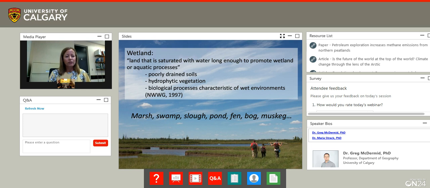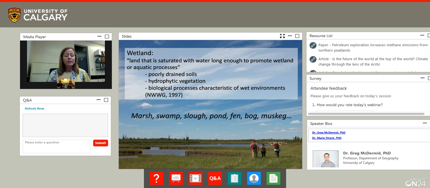And this is really what Greg has already introduced. These biological processes are really the accumulation of organic material. And this happens because when the soils are really wet and saturated, there's not a lot of oxygen that can get into those soils. And so the microbial communities, or the bacteria that are there, just can't decompose the organic material very fast. And so it starts to accumulate, and that's what stores the carbon. And we'll come back to that in a couple of slides.